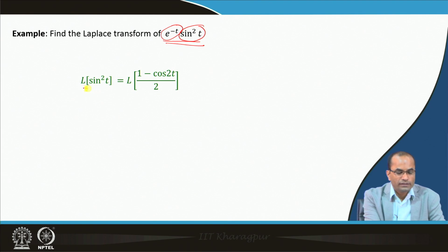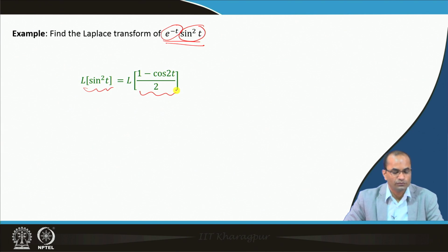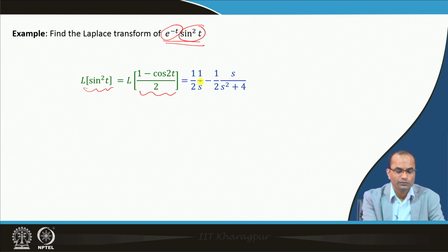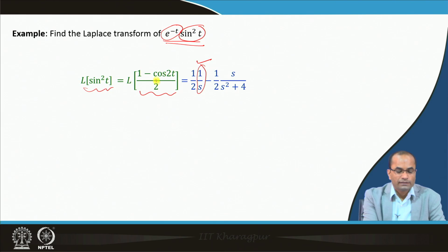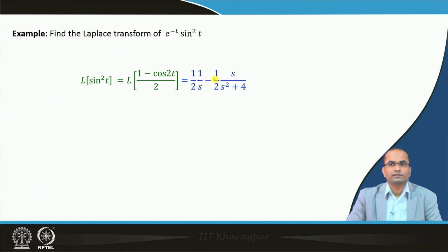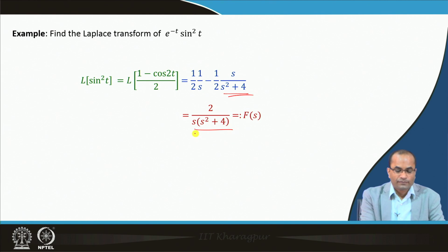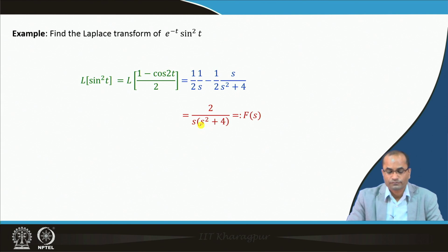First we will evaluate the Laplace transform of sin square t as 1 minus cos 2 t over 2. That means we have 1 by 2 times the Laplace transform of 1, that is 1 by s. It is the linearity property of the Laplace transform we are using. Then we have 1 by 2 with the minus sign, and the Laplace transform of cos 2 t, which is s over s square plus 4. Then we can just simplify this. So, we get 2 over s square plus 4, and this is what we call F s, the Laplace of sin square t.